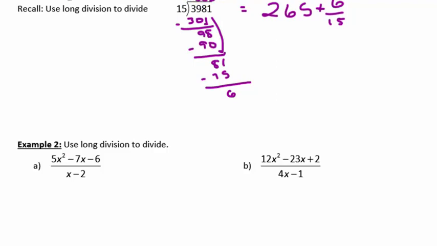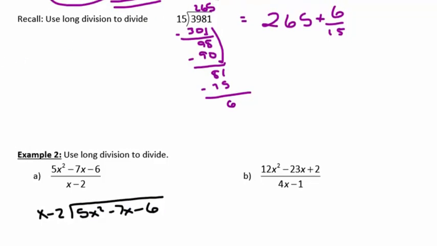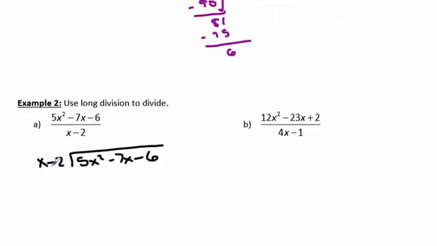Okay, so the divisor, the polynomial on the bottom, goes on the outside of the long division bar. So I'm going to have x minus 2 on the outside. And we're going to divide that into 5x squared minus 7x minus 6. Just like with the numbers here, we asked ourselves the question, what do we need to multiply 15 by to get something close to 39? It was going to be 2 to get 30. I'm going to ask myself, what do I need to multiply x by to get 5x squared? I need to multiply x by 5x to get 5x squared.